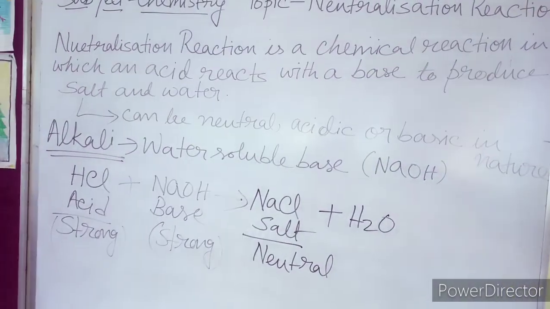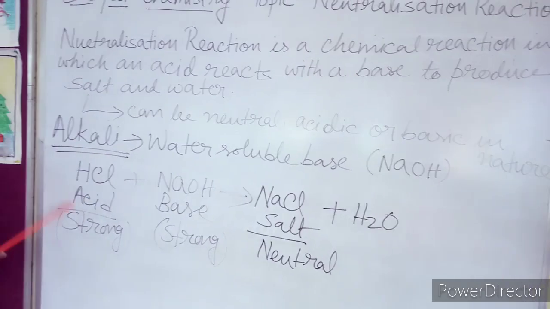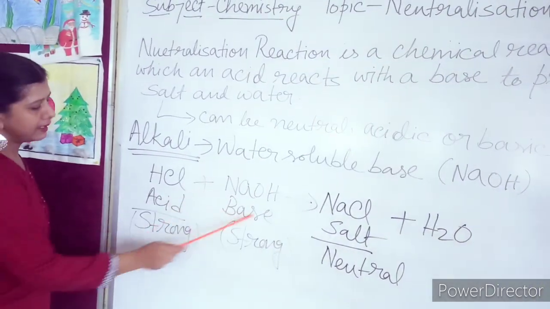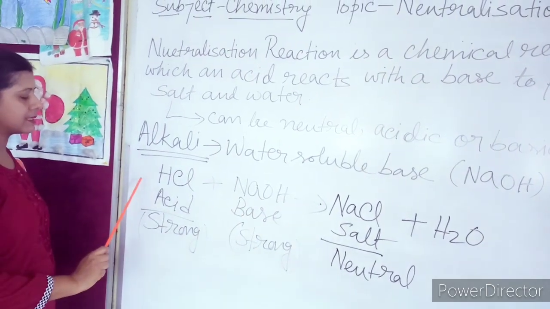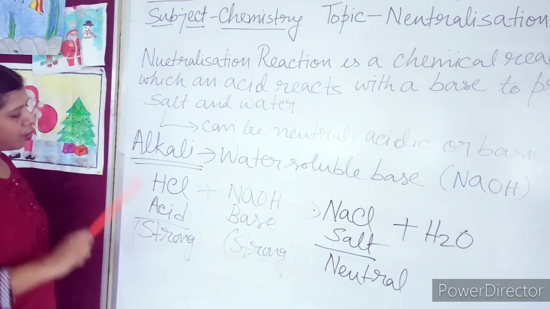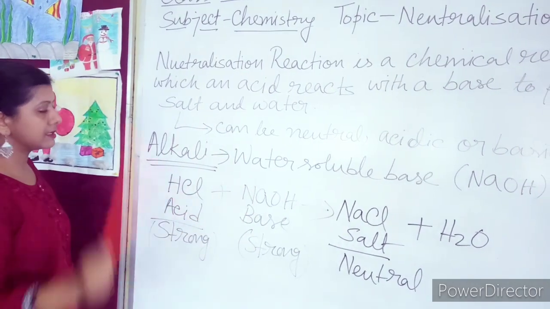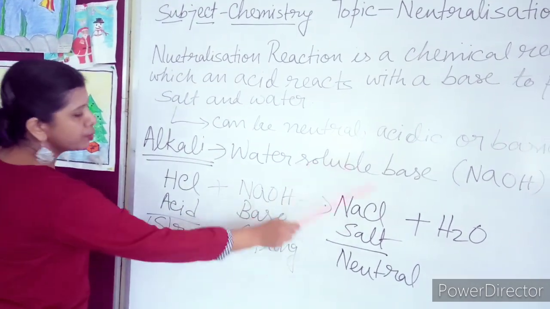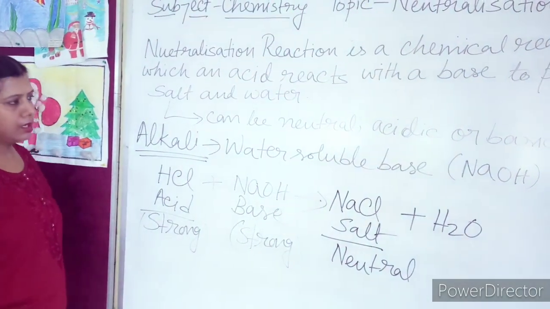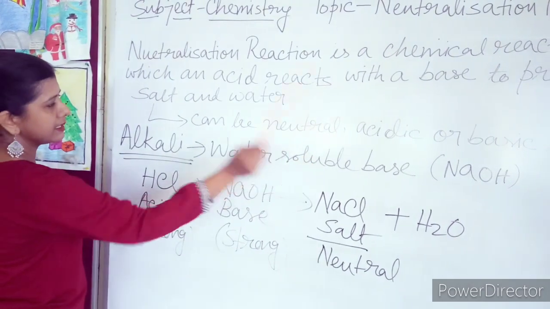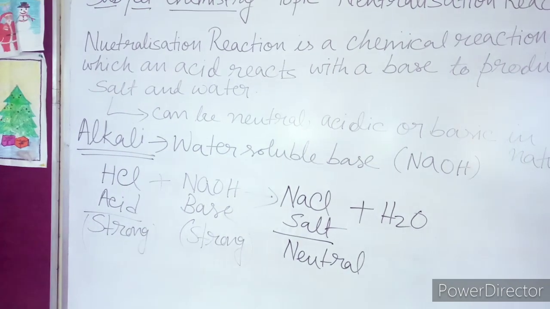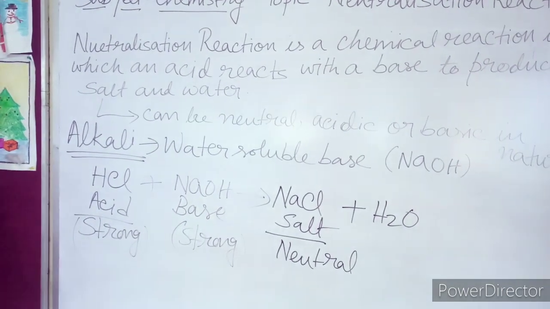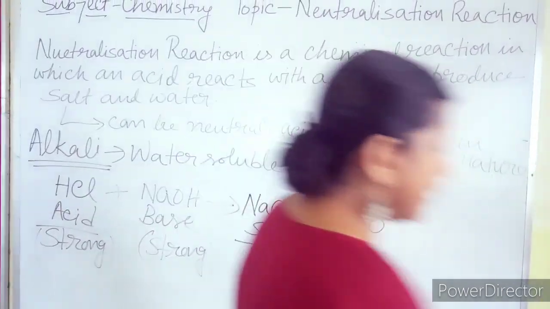Why is it neutral in nature? Because HCl was a strong acid and NaOH was a strong base. Strong base neutralizes acid completely, or strong acid neutralizes the base completely, to produce a neutral salt. Now in which case is an acidic salt produced and in which case is a basic salt produced? That is, the nature of the salt is acidic or basic.